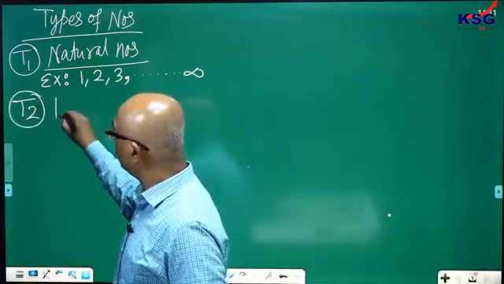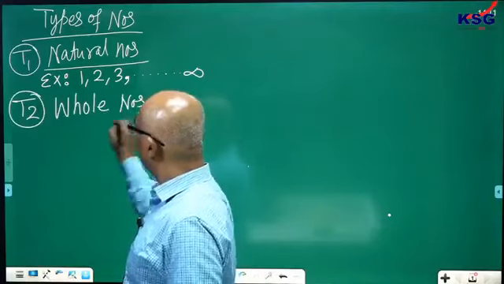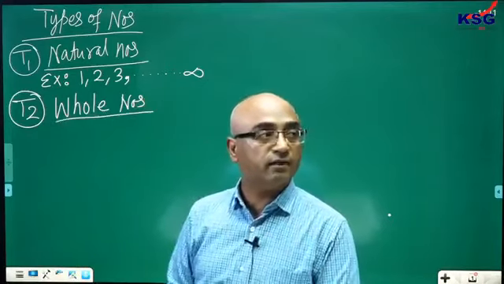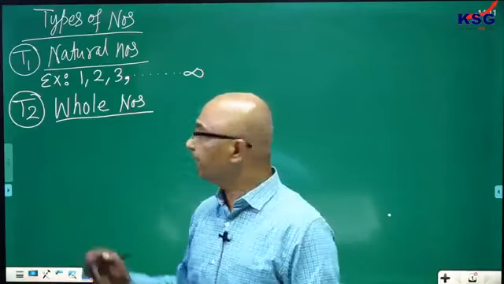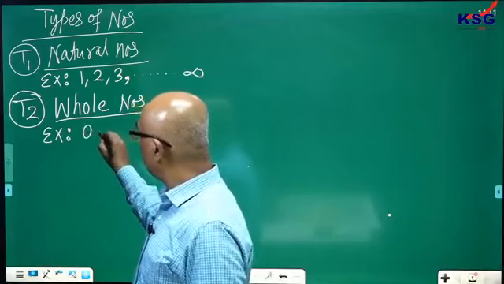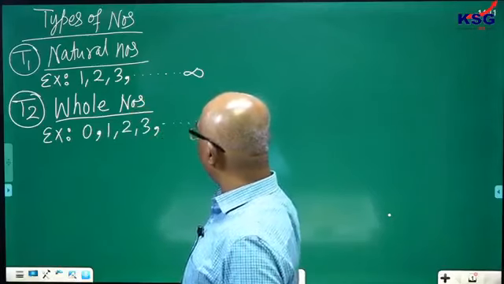Type 2, whole numbers. The number series starting from 0 is known as the series of whole numbers. Example: 0, 1, 2, 3, and so on to infinity.